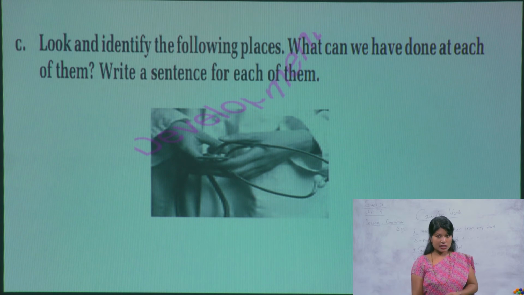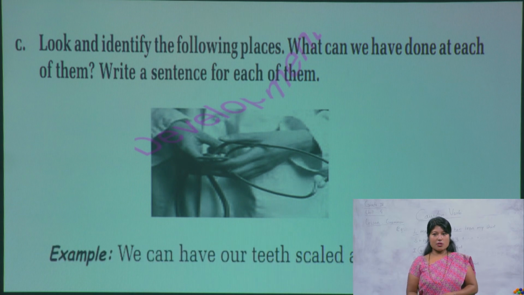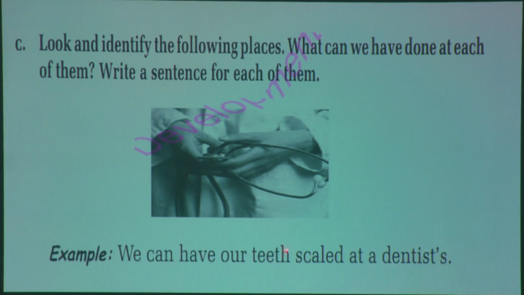Okay, this picture seems to be, okay, we can see a white coat, stethoscope. So it must be a picture of a doctor. So we can write what? We can have our teeth scaled at a dentist. Maybe this doctor is a dentist, so we can write this. This example is given in your book itself, right?